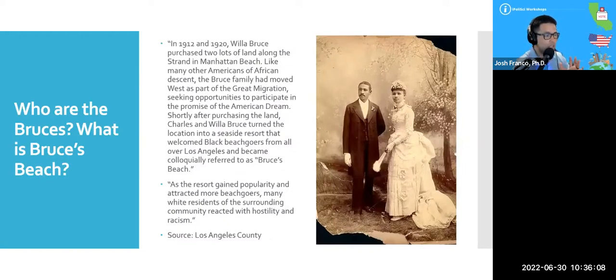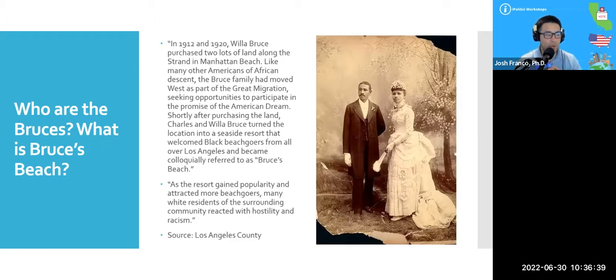So according to Los Angeles County, in 1912 and 1920, Willa Bruce, pictured here on the right, purchased 2 lots of land along the Strand in Manhattan Beach. Like many other Americans of African descent, the Bruce family had moved west as part of the Great Migration, seeking opportunities to participate in the promise of the American dream. Shortly after purchasing the land, Charles and Willa Bruce turned that location into a seaside resort that welcomed Black beachgoers from all over Los Angeles and became colloquially referred to as Bruce's Beach.